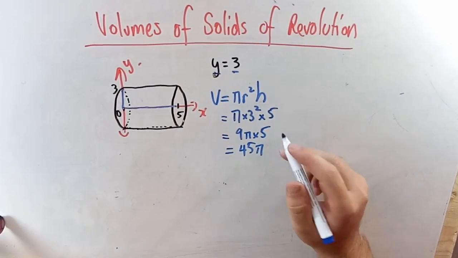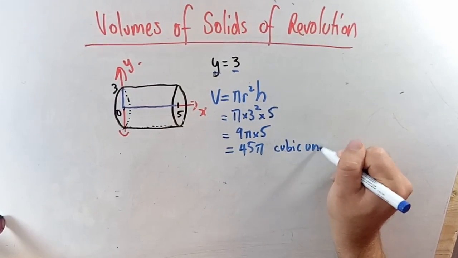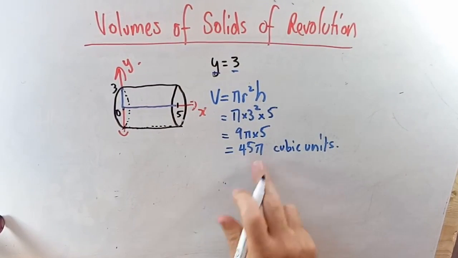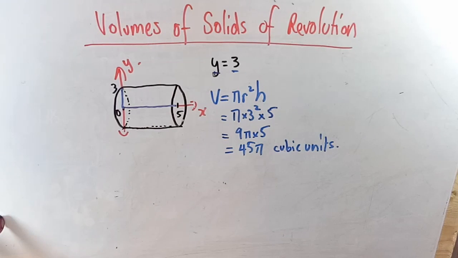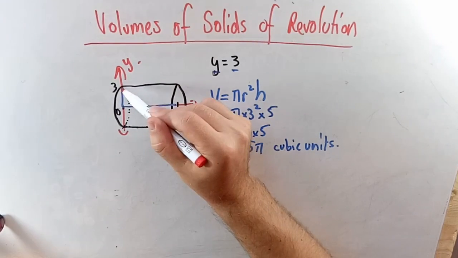And what are the units? Well, we don't know what these are, but they're going to be cubic units. Whatever the units are, got cubic units. So 45 pi cubic units. Okay, now we want to do this in our function notation. So we're going to do this with calculus. Okay, so what have we got here?